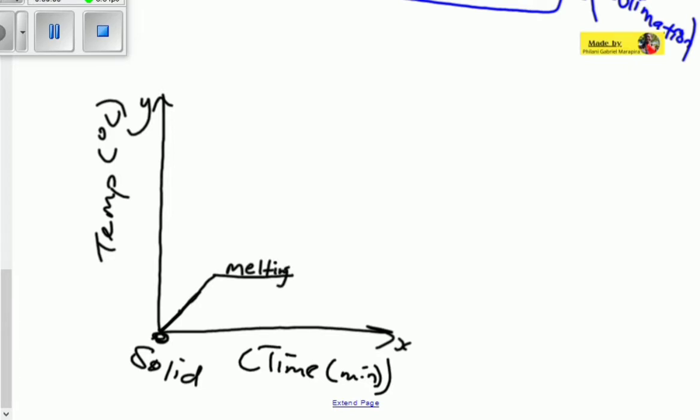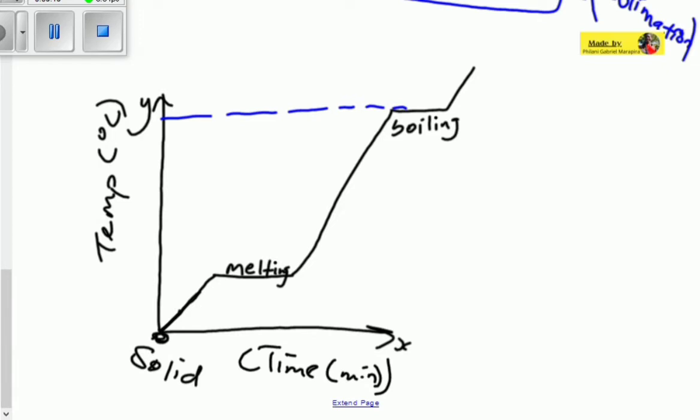Remember, we said that melting is a process whereby a solid changes into a liquid. So after melting, after a certain time, it will also what? It will also boil. So this will be called boiling. So at this point, this temperature here is called the boiling point, and then this temperature here is called the melting point. So this is the heating curve of water. So this is called what? A heating curve.